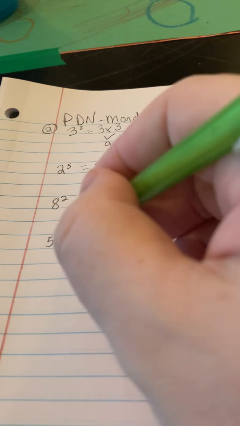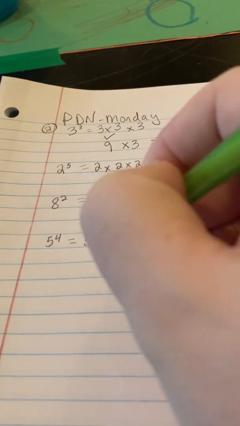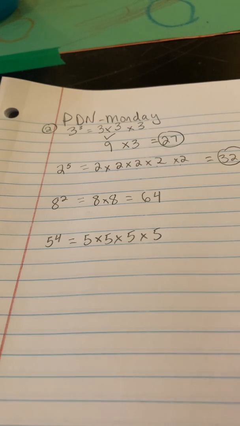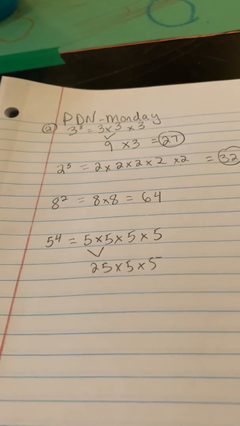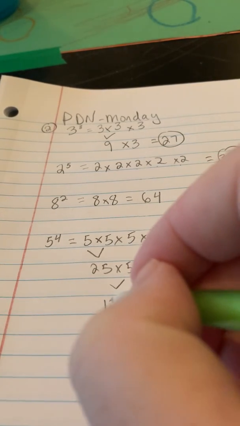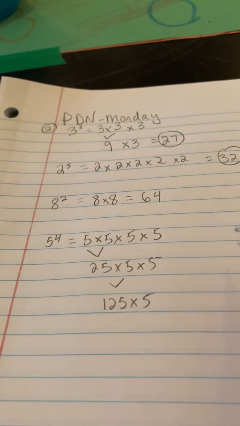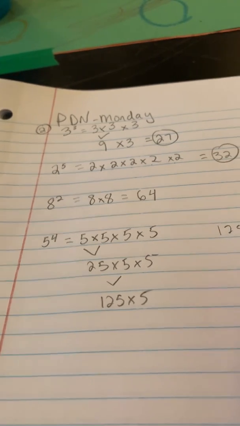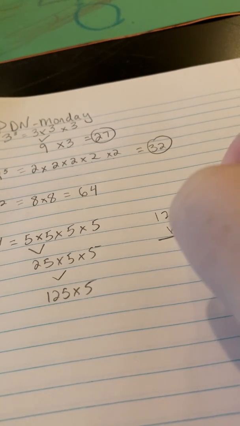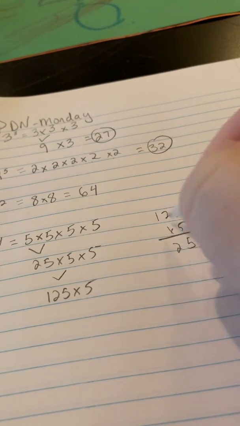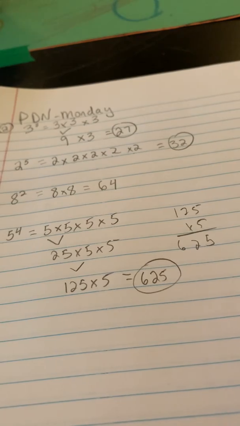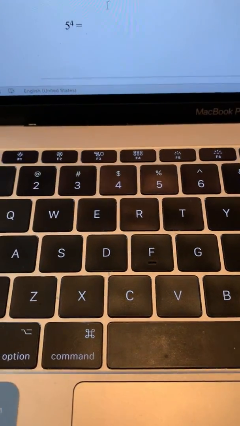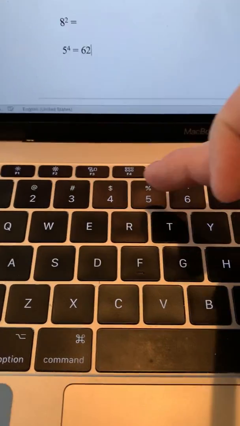Finally, 5 to the 4th power is 5 times 5 times 5 times 5. This one might take a little bit of extra work. 5 times 5 is 25, times 5 times 5. 25 times 5 is 125, times 5. You might have to come over to the side and do 125 times 5. 5, carry the 2. 2, carry the 1. 625. So your final answer is 625. Not only should you have written that on your piece of paper, but you should have come over to your computer and written an answer of 5 to the 4th equals 625.